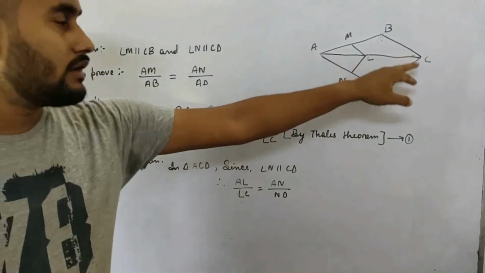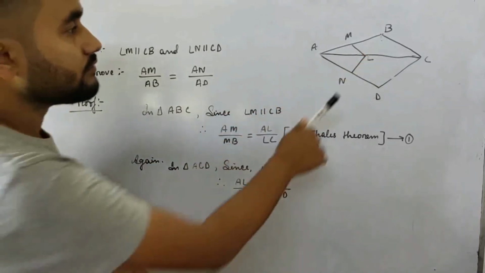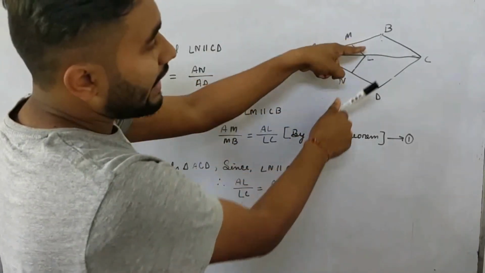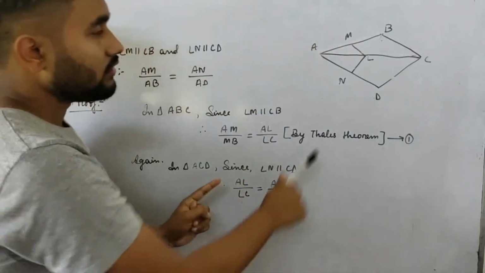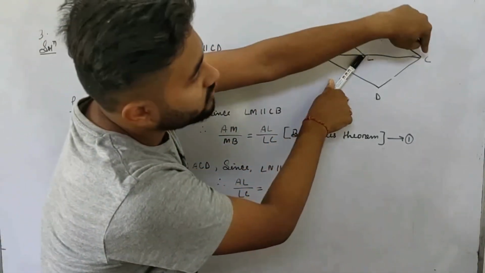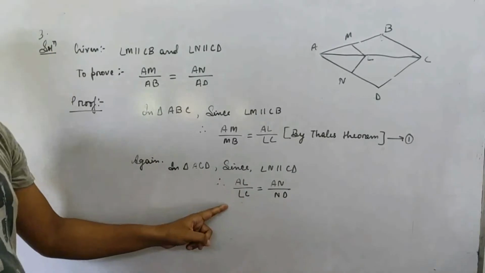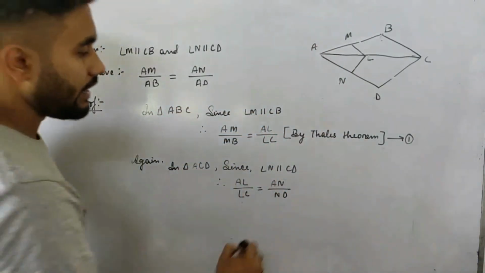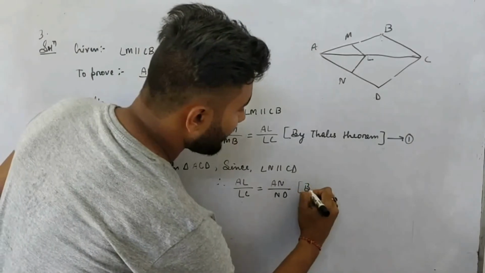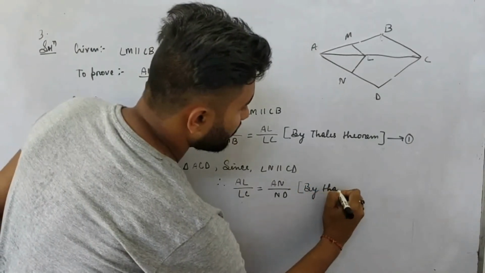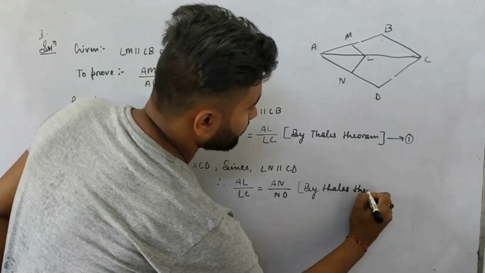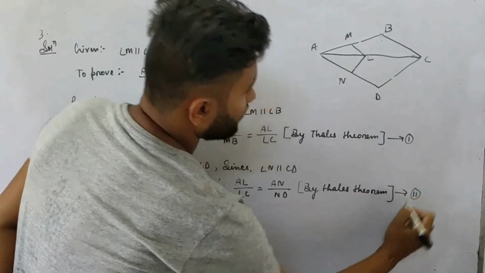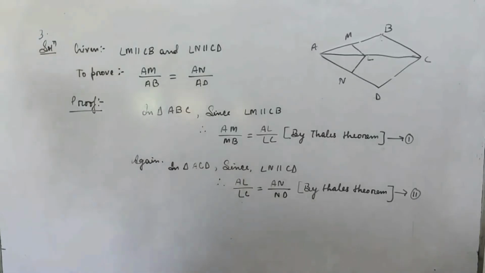So LN parallel to CD. This is the parallel line. So A to this point means AL. Understood? Then again from this point to the end point, LC. Then like this, A to N and to D, AN by ND. Again you write the same reason: by Thales theorem. Equation 2.